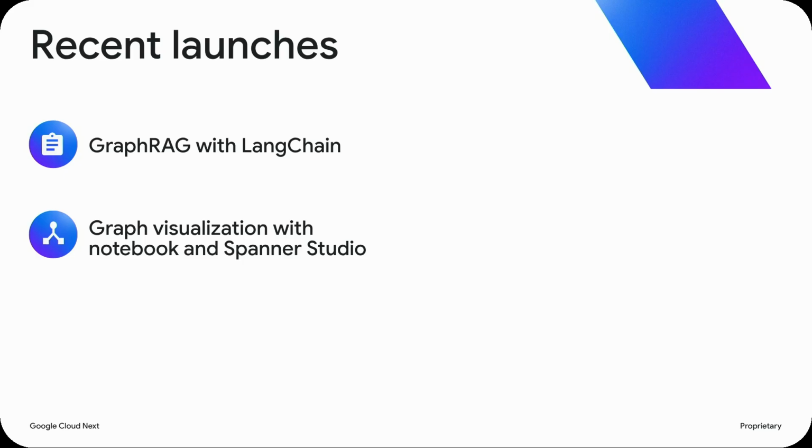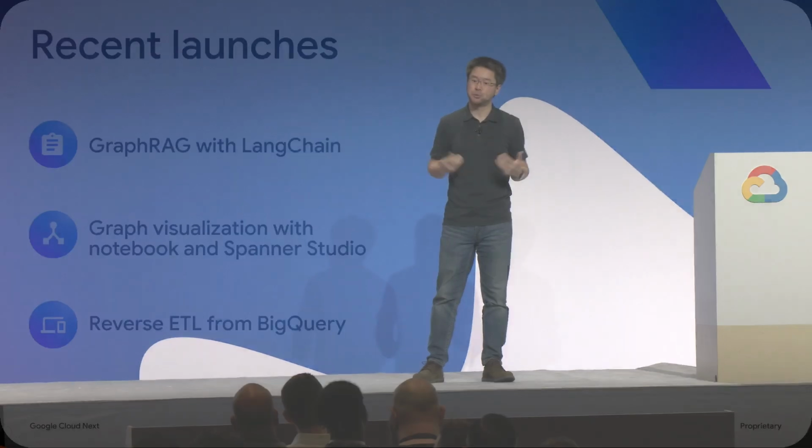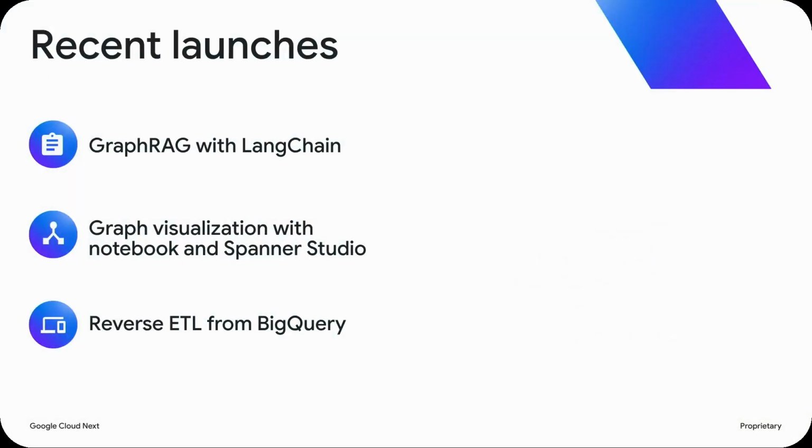Visualization is a key experience, because graph is for intuition. It's very intuitive and easy to communicate if you visualize things as graphs. For that reason, we launched the Studio experience, which you just saw, and we also have a notebook, which is open source. We also heard from many of you that you have a lot of data in BigQuery, and you want to serve it at low latency. So we have a reverse ETL from BigQuery. With one simple command, you can bring your data to Spanner Graph for fast serving.